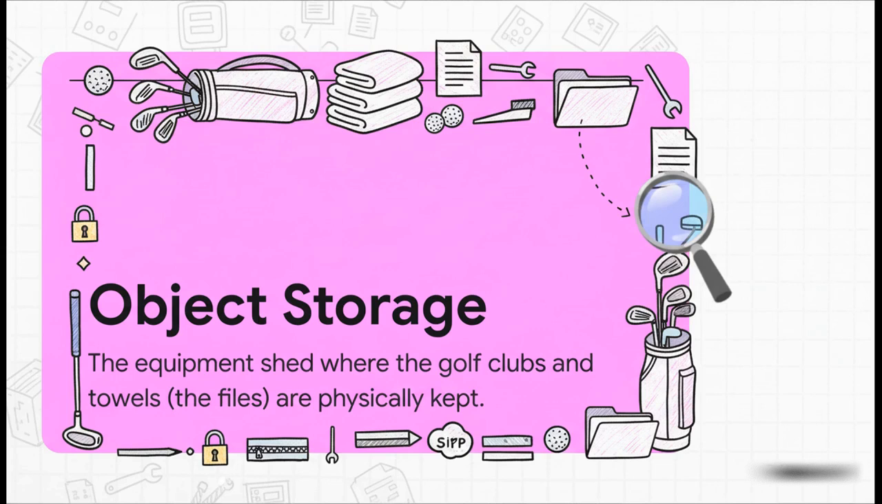What even is object storage? The analogy here is just perfect. Think about it. The database keeps an organized list of all the members and what they're allowed to do. But object storage, that's like the physical equipment shed out back. It's where the actual stuff, the digital golf clubs and towels, the software, the zip files, the tools, are all kept safe and sound until a member with the right credentials comes and asks for them.